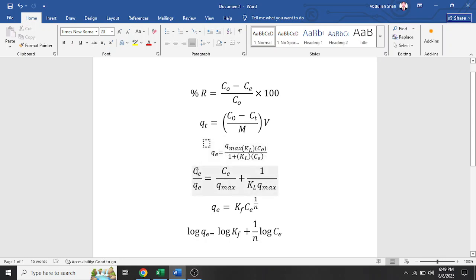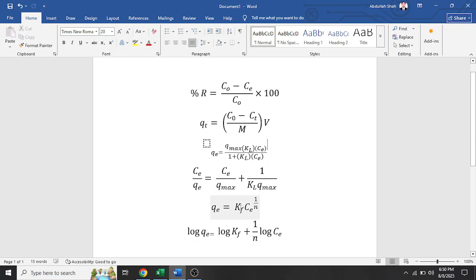So if we plot, this is the linear graph, the linear line. The equation is for the linear graph. On the y-axis is CE by QE. If we plot CE divided by QE against CE, we will get the slope of the line, which is 1 divided by this one, and the y-intercept this one. So from the slope we can get the maximum uptake, and from the y-intercept we can get the Langmuir constant.